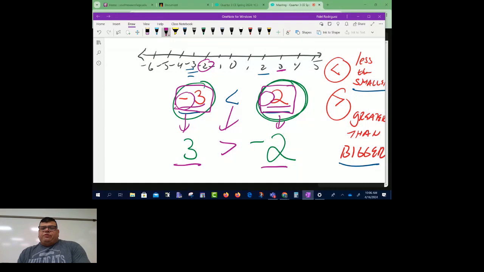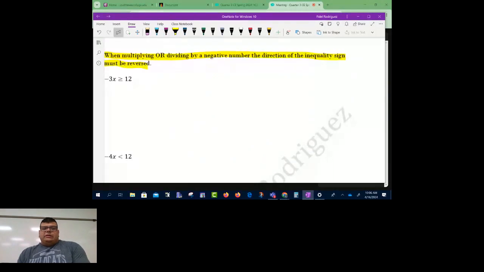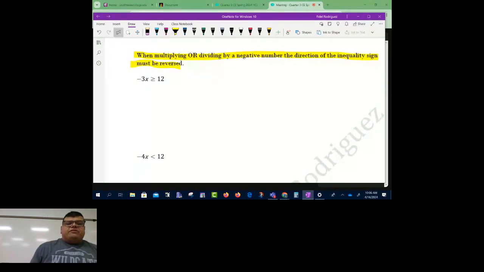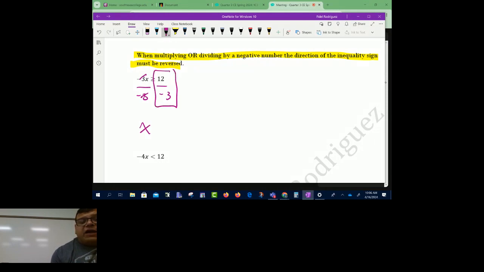So let me come back this way, and let's take a look at this first problem. It says negative 3x is greater than or equal to 12. So again, y'all, first thing I'm going to do, I'm going to divide everything by a negative 3, okay? And those are going to cancel. And then over here, y'all, 12 divided by negative 3 is a negative 4. But since we divided by a number that was negative, my inequality sign, y'all, has to change. So instead of it pointing to the right, it now points to the left, okay?